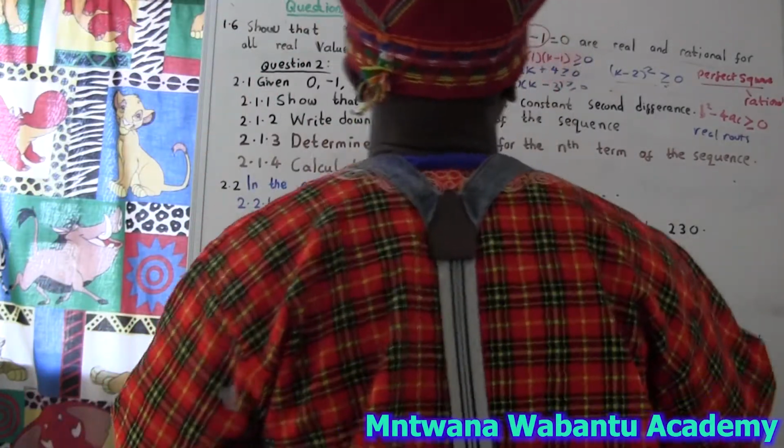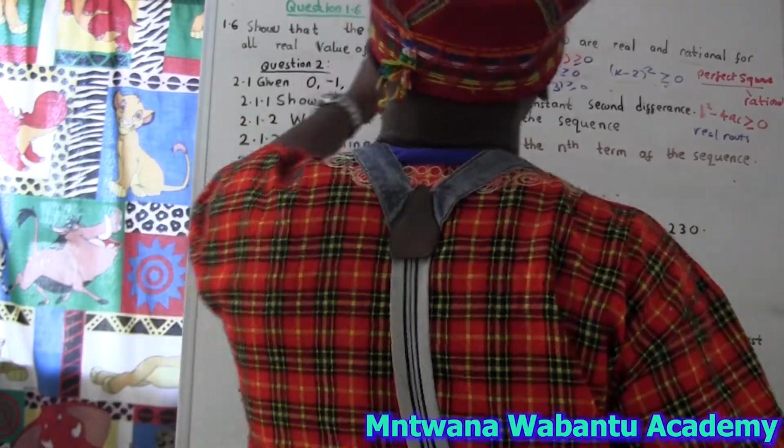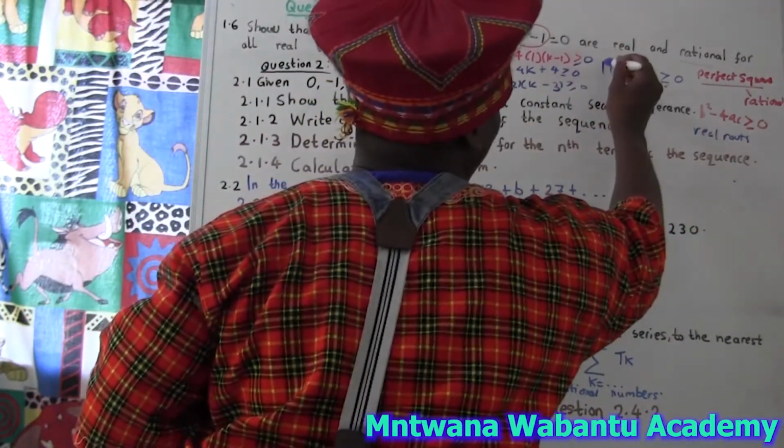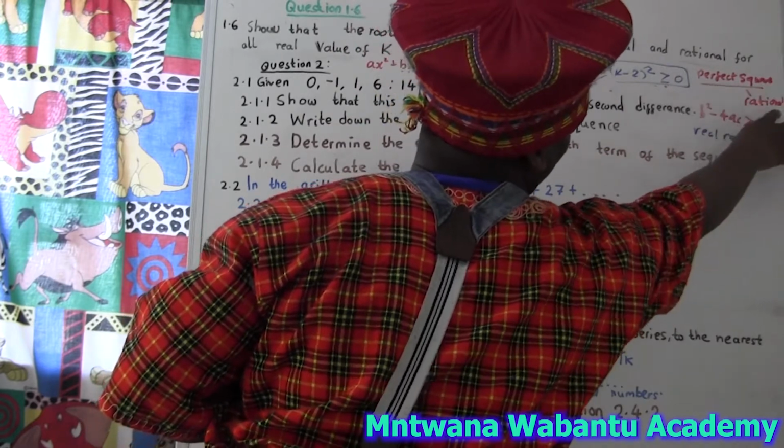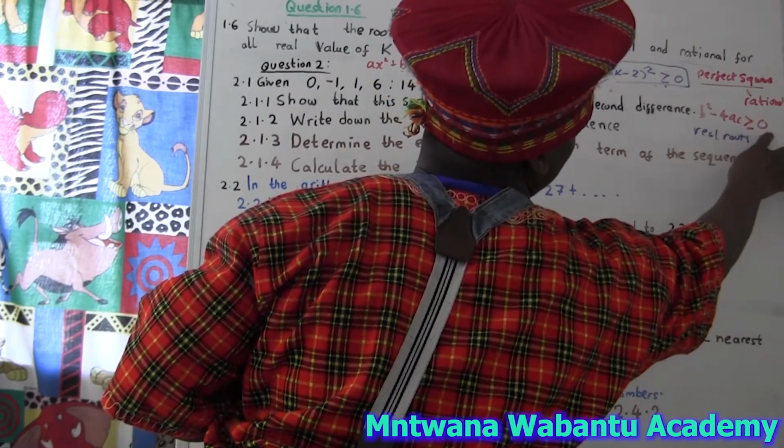So now let's go for the next one. That one we're done. Show that the root of the quadratic, so here's where you stop. This is your final answer. And then you can write this perfect square, rational. This is greater than 0 for real root.